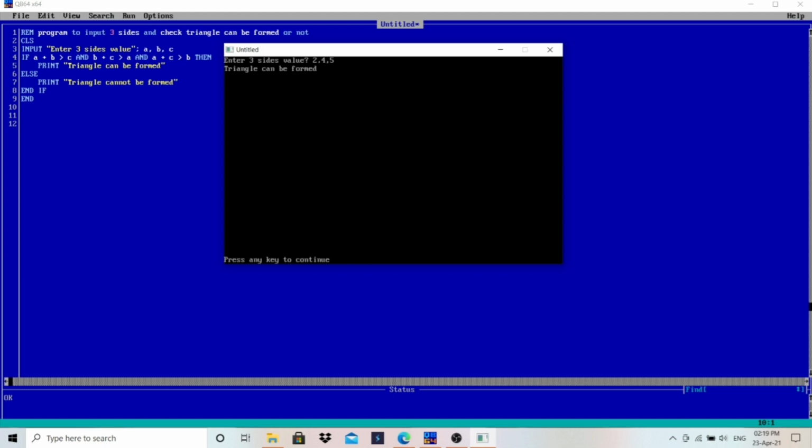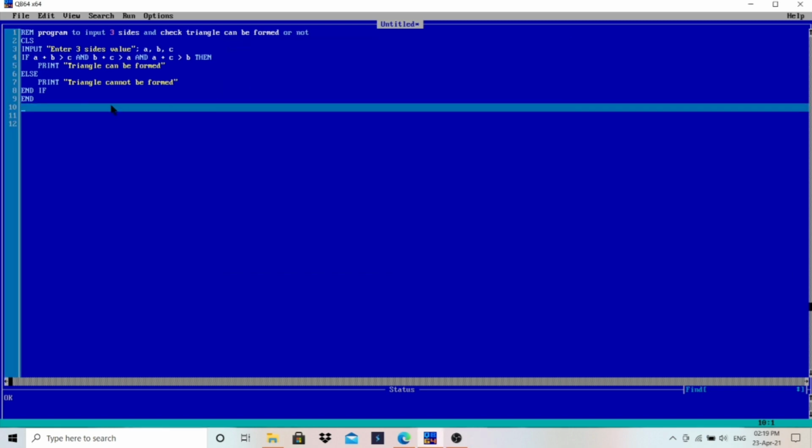You can check. 2 plus 4 is greater than 5. Yes, 2 plus 4 is 6. Next, 4 plus 5 is 9, which is greater than 2. That is also fine. And last, 5 plus 2 is 7, which is greater than 4. So a triangle can be formed. In this way, we have to check whether a triangle can be formed or not.